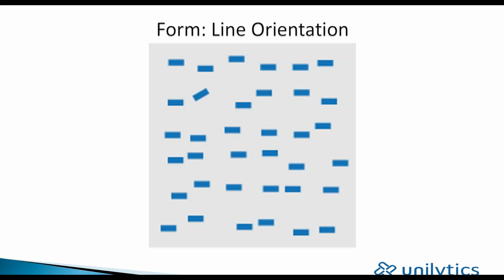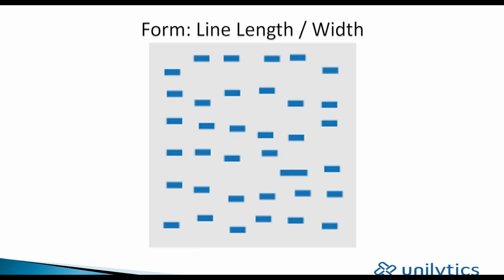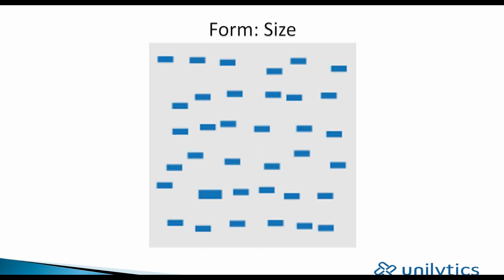We have a number of slides I'm going to show you, but I'm going to go through these a little bit more quickly because they're just examples of each one of these. I won't go into as much detail on each one. We have line length or width down there on the bottom right. There's one that's longer than the others. We have size. There's one kind of in the bottom left that's a little bit wider than the rest of them.